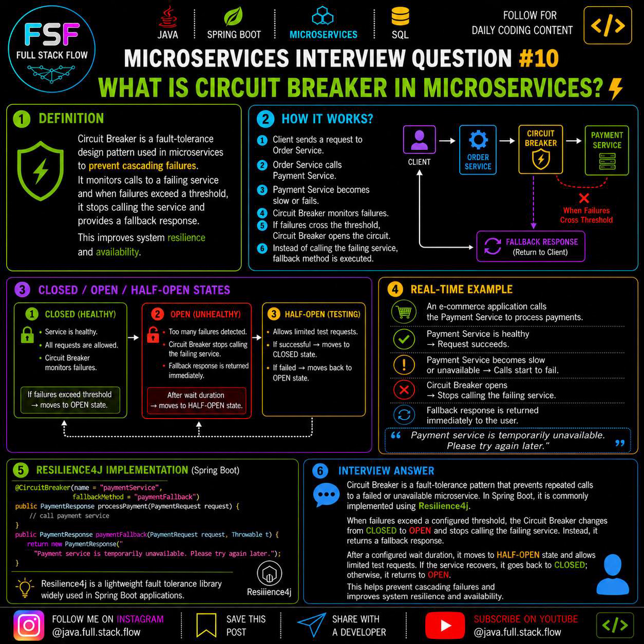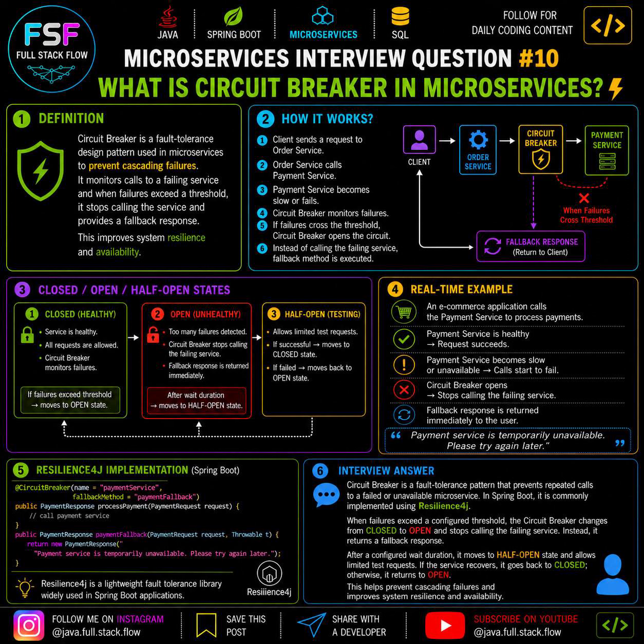Next, step number 3 is payment service becomes slow or fails. Payment service may experience database problems, network problems, high traffic, service crash, timeout. Because of this, requests start failing. Next, step number 4 is circuit breaker monitors failures. Here, circuit breaker monitors the calls. It tracks failures according to its configured settings. Next, step number 5 is failures cross threshold. If failures cross the configured threshold, circuit breaker opens the circuit.